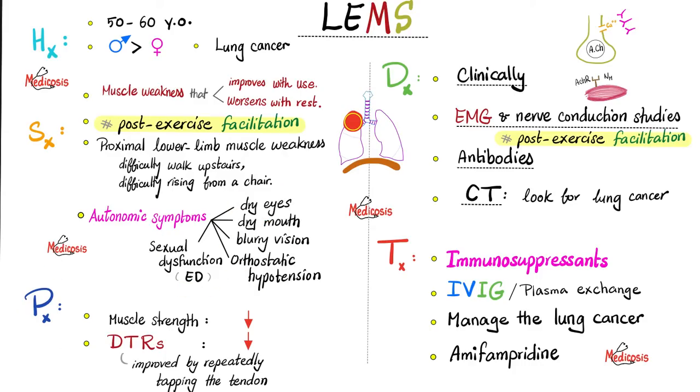Physical exam findings include weak muscles, absent or weak reflexes, but if you keep tapping the same tendon, the reflexes improve. You diagnose Lambert-Eaton clinically, with EMG and nerve conduction studies, looking for post-exercise facilitation, looking for antibodies in the blood against the calcium channels, and a CT scan of the chest to look for the lung cancer. You treat similarly with immunosuppressants, IVIG, plasma exchange. You manage the lung cancer, and you can give amifampridine.